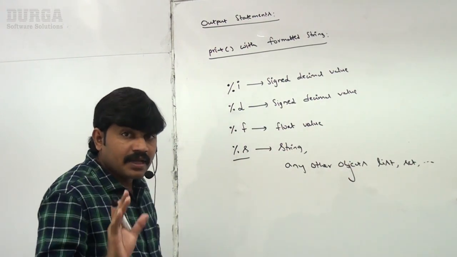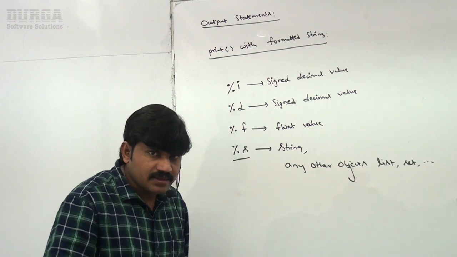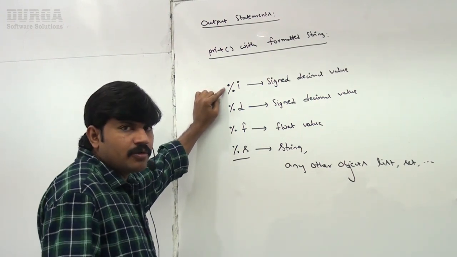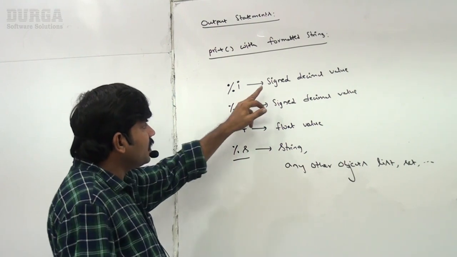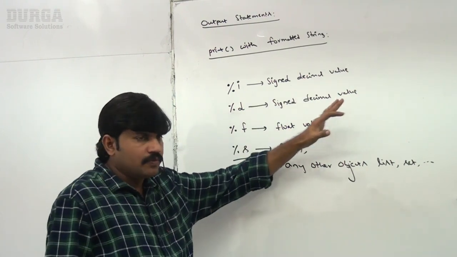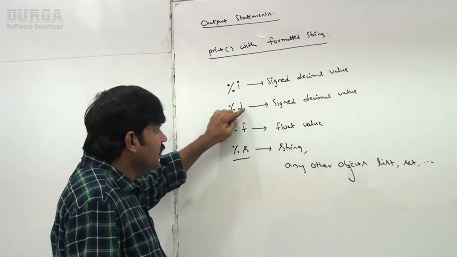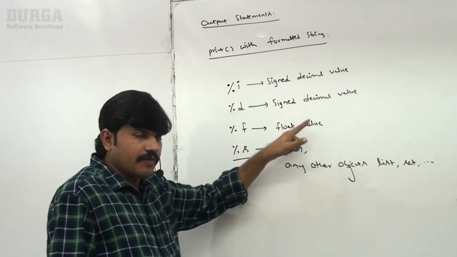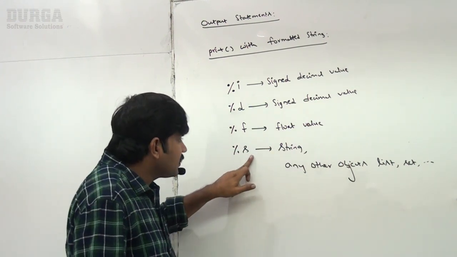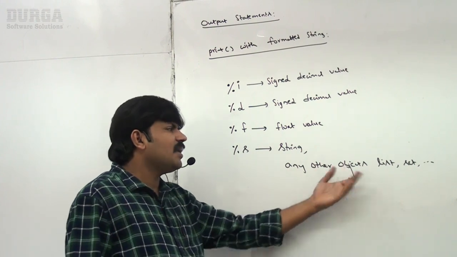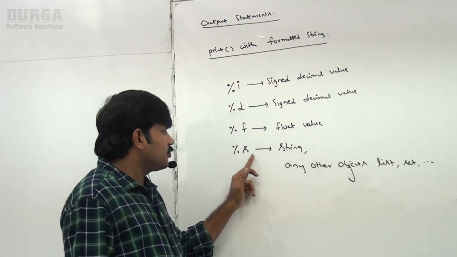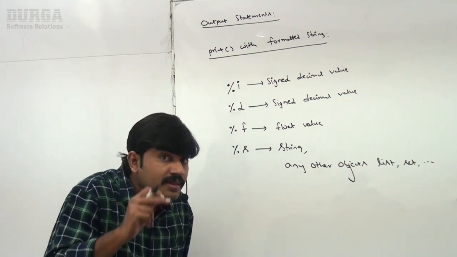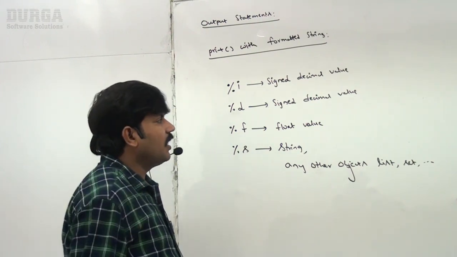As of now, at the beginning, just as an introduction, you should be aware of these four things. What is the first one? Can you please spell out? %i. What does it mean? Signed decimal value. Next, the second one, %d, signed decimal value. Next, %f, float value. Next, %s is a string. Any other objects also you can use with this %s. Well, what does it mean, how can you use it, what is the advantage of this? Just I will show.